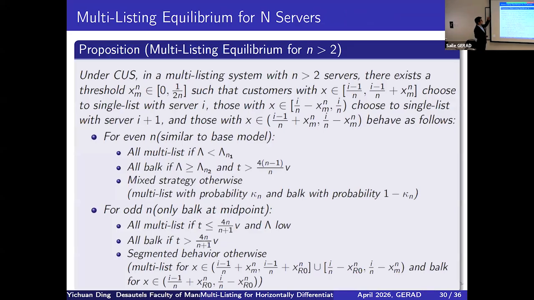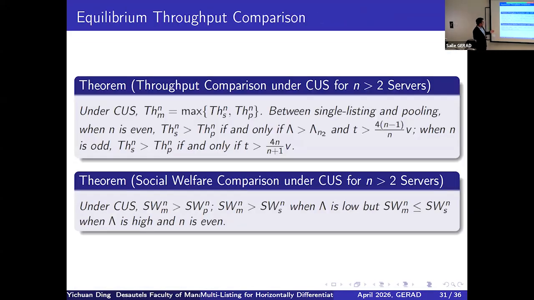So given that, we can repeat our analysis. I know it's not a simple project because now n is greater than 2. But we managed to deliver some results. We characterize the equilibrium, which is still symmetric. Okay? And we still show the very important result, the throughput rate comparison. Still, we show the same: multi-listing is still the best in terms of maximizing throughput rate. So if you want to maximize throughput rate, still choose multi-listing.